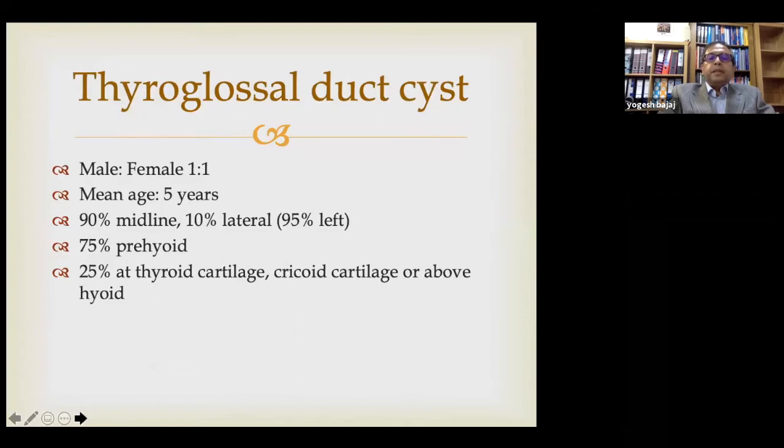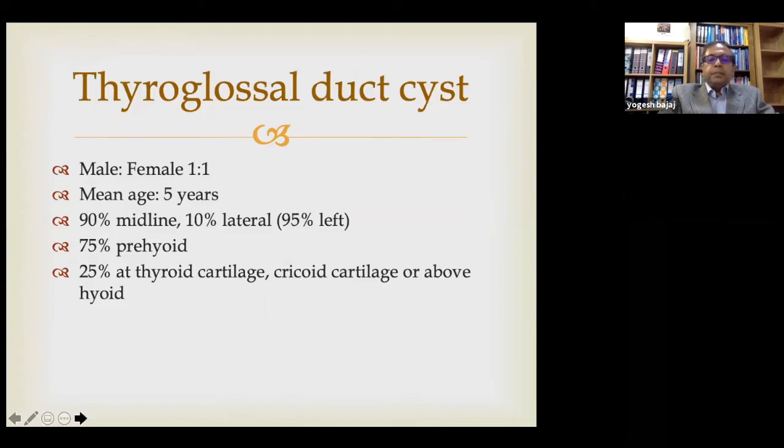It's fairly equal in boys and girls. The average age is around 5 years. 90% of these lesions are midline, and some of them are lateral to one side. And again, the majority of these, 75%, are pre-hyoid or around the hyoid.